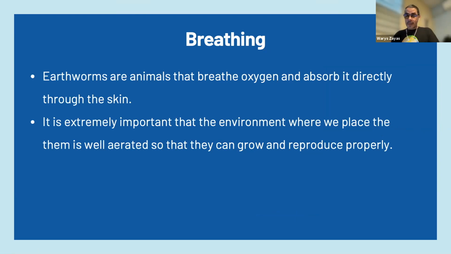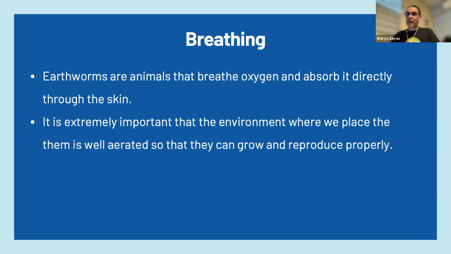Another important issue is the way they breathe. Earthworms breathe oxygen, and it is absorbed directly through the skin. On each segment of the worm are a couple of pores where they exchange gases with the environment, right? For that reason, it's really important that the environment where we place them is well aerated, so they can grow and reproduce properly.